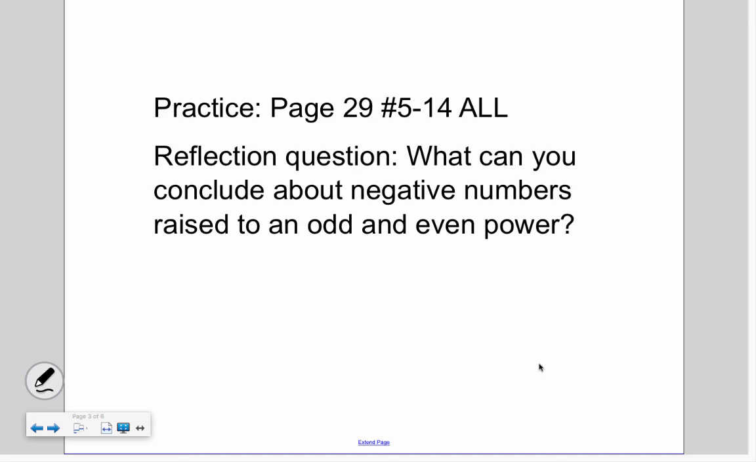And then I need you to answer this reflection question. What can you conclude about negative numbers raised to an odd and even power? You need to write a couple complete sentences about what you notice about raising these negative numbers to either an odd power or an even power, and be prepared for that to be checked in class. Good luck.